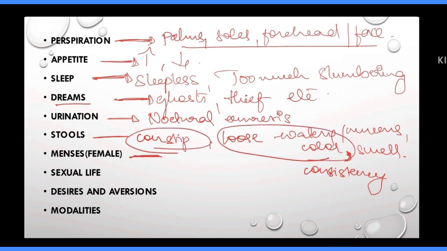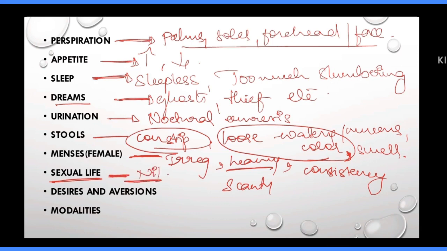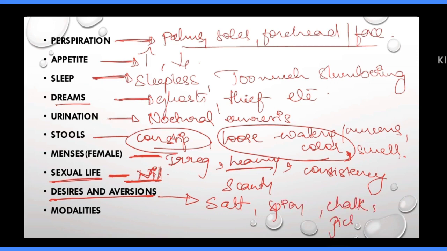Next, coming to menses. If it is a female, then for menses you have to know whether it is irregular, heavy, scanty, or profuse. Sexual life, whether it is nil, whether the patient is not having any desire. Desire and aversion, what the patient wants to eat. Desire for salt, spicy, chalk, pickles, acid things, sour things, all of it.